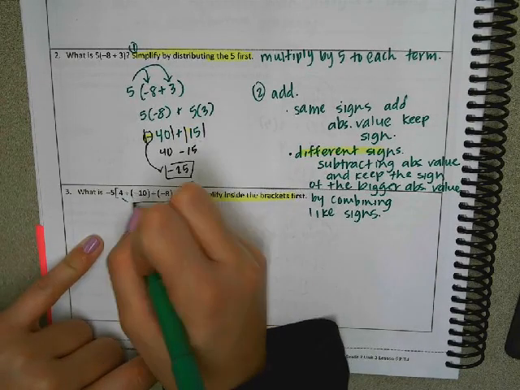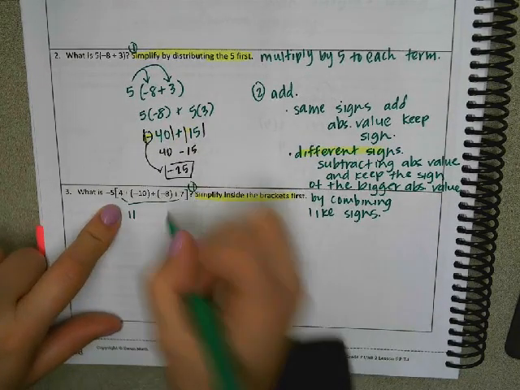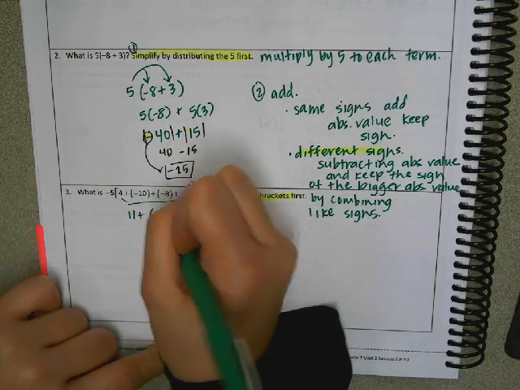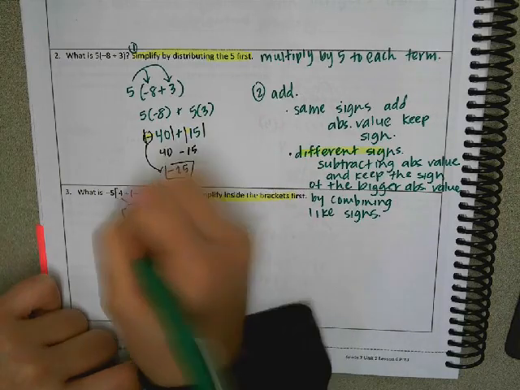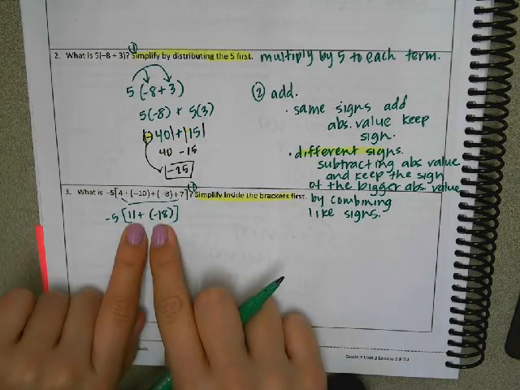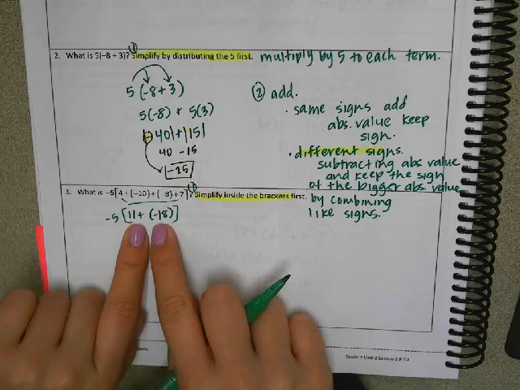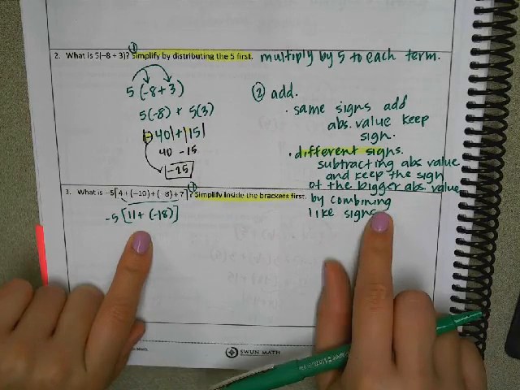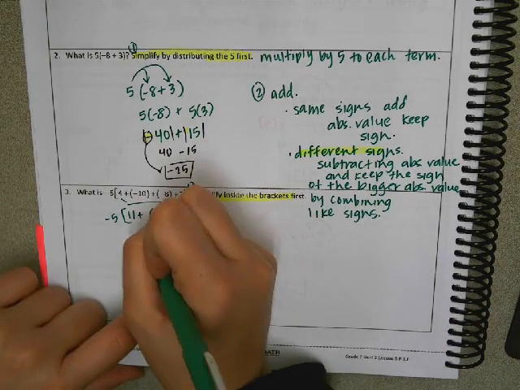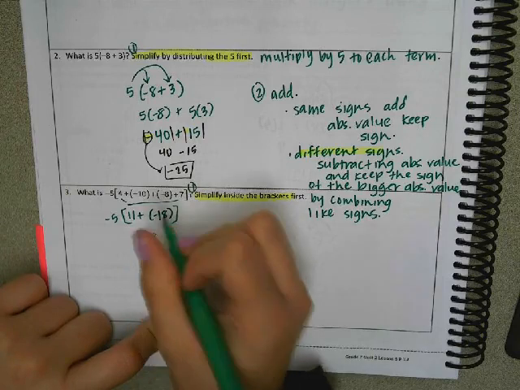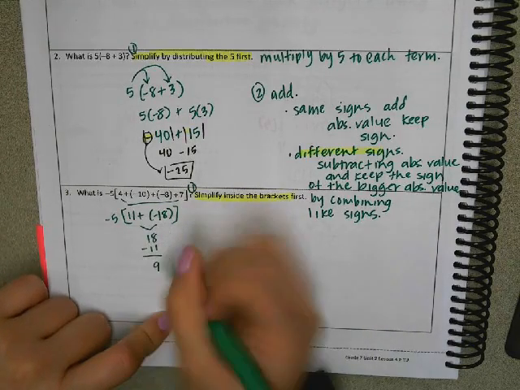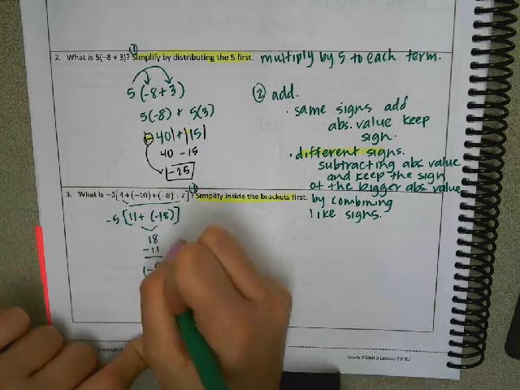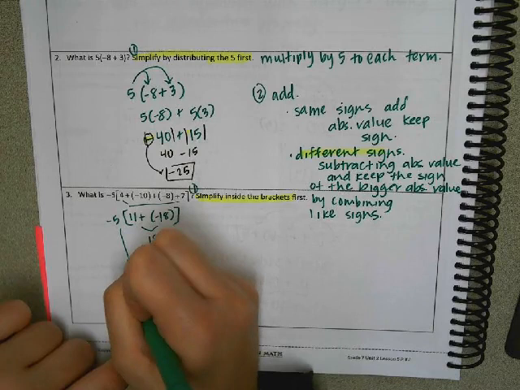Put my positives together. 4 and 7 makes 11. Plus, how many negatives do I have altogether? Negative 18. Now I can bring down my negative 5. Let's simplify even more. Now using my adding rules, I have different signs. I have it written right here. I'm going to subtract the absolute values. So let's do 18 minus 11, which equals 9. 18 is bigger than 11, so I'm going to keep 18's sign, which was negative. Then bring down my negative 5.